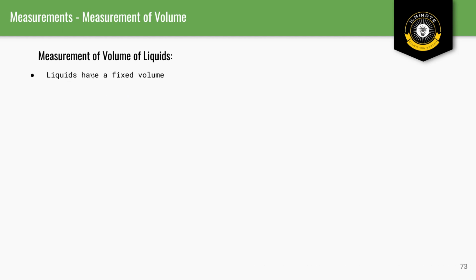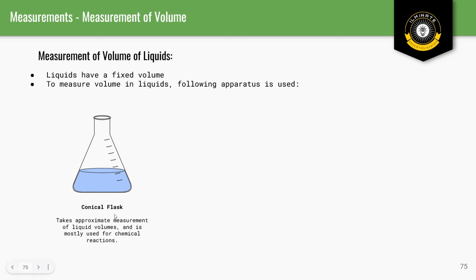Liquids have a fixed volume, as we all know. It's one of the basic states of matter. And to measure volume in liquids, the following apparatus is used. First, we have the conical flask, which takes an approximate measurement of liquid volumes. However, the use of the conical flask is not exactly to measure the amount of volume. As you can see, its shape is conical, so it's made in a way that the substance inside the conical flask cannot come out easily, and that's why it is used for chemical reactions.